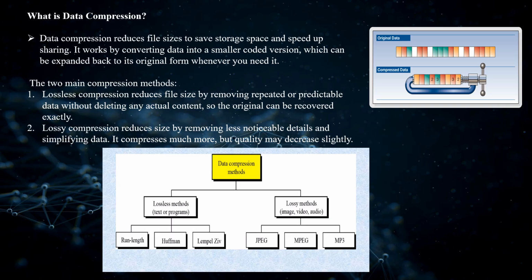There are two types of compression. The first one is lossless compression, which reduces file size without losing any data, so the original file can be fully recovered. The second is lossy compression, which removes small, less noticeable details to make the file even smaller, though the quality might be slightly reduced. Compression is used for many types of files like documents, images, audio, and videos, making them easier to store and manage.